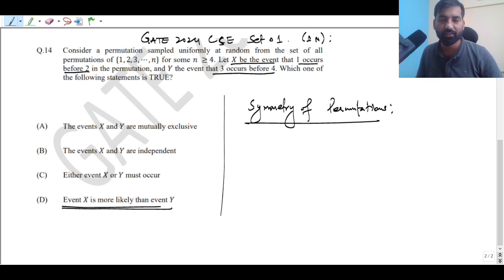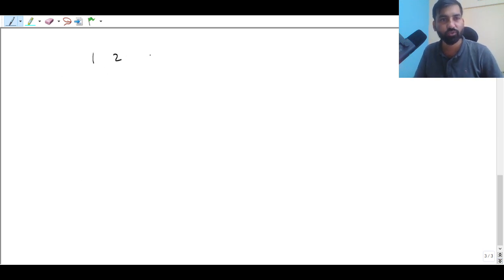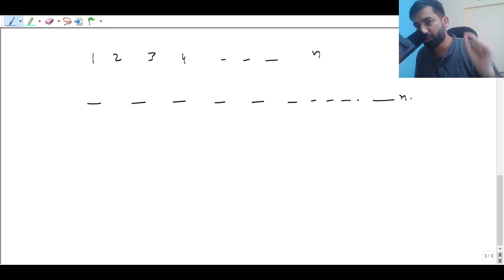As you can see here, we have to analyze all 4 options. We have the set of all permutations of 1, 2, 3, 4 to n. Let me put it here: suppose we have 1, 2, 3, 4 till n, so there are n number of places. If I talk about event x, you have to place 1 before 2, so you need at least 2 positions to place 1 and 2.